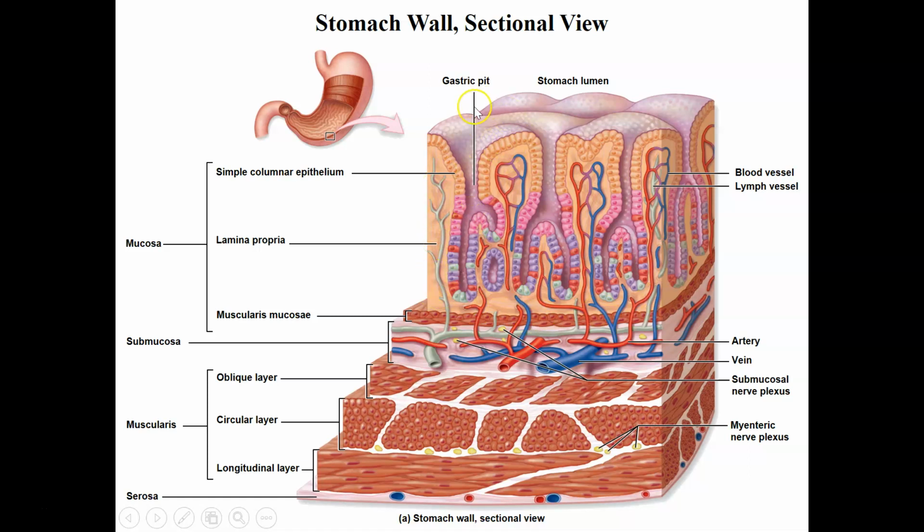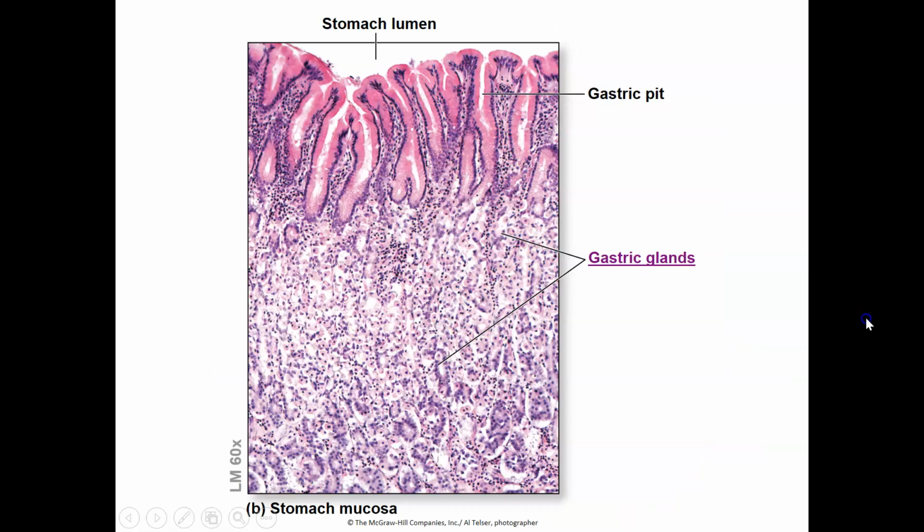Okay, so I want to focus in on these gastric pits and gastric glands down here on the next slide. So this is actually a histological section through the wall of the stomach. And these are the gastric pits, the openings here. They're leading into the gastric glands. These are all the secretory cells down here. So let's take a short video look at what's in the gastric glands.